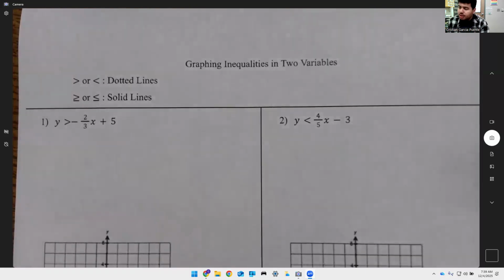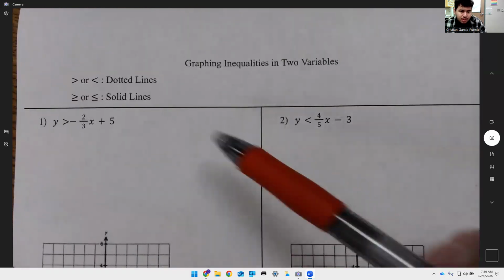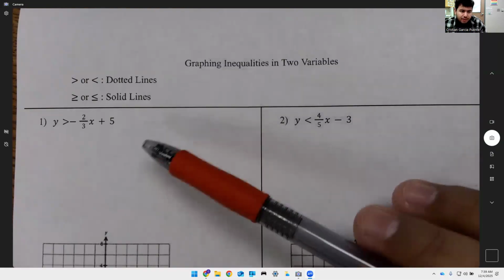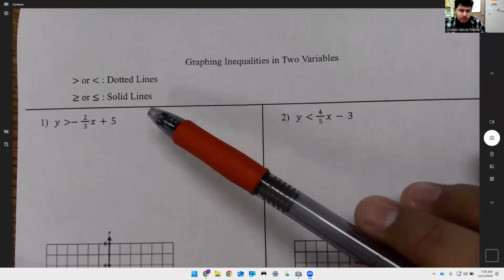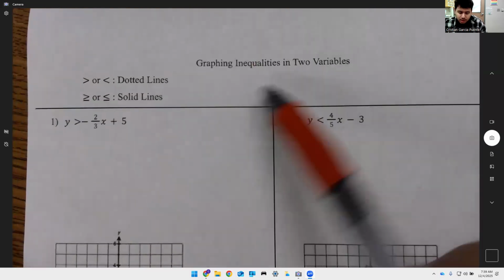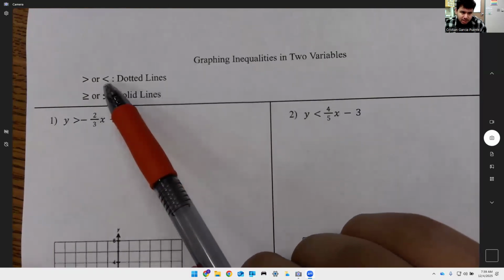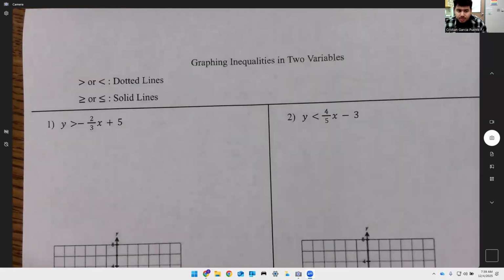So the only thing you really have to know first things first is if you have a greater than or less than symbol, your line is going to be dotted. And then if you have a greater than or equal to or less than or equal to symbol, it's going to be a solid line. So just remember, if the line's underneath, it's going to be a solid line. If there's no lines underneath the symbol, then it's going to be a dotted line.